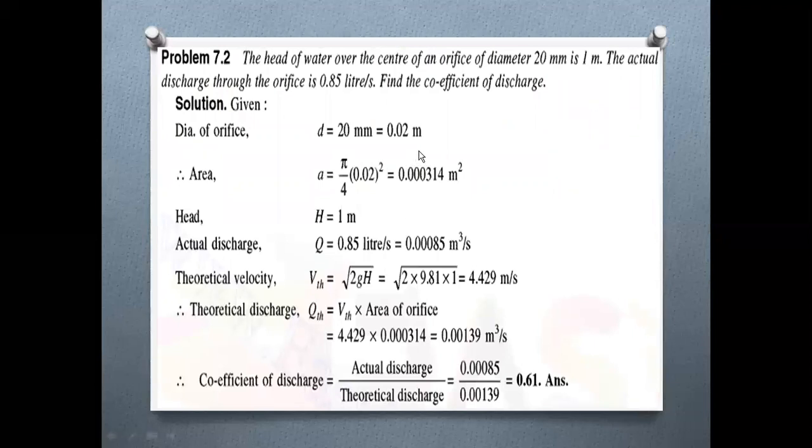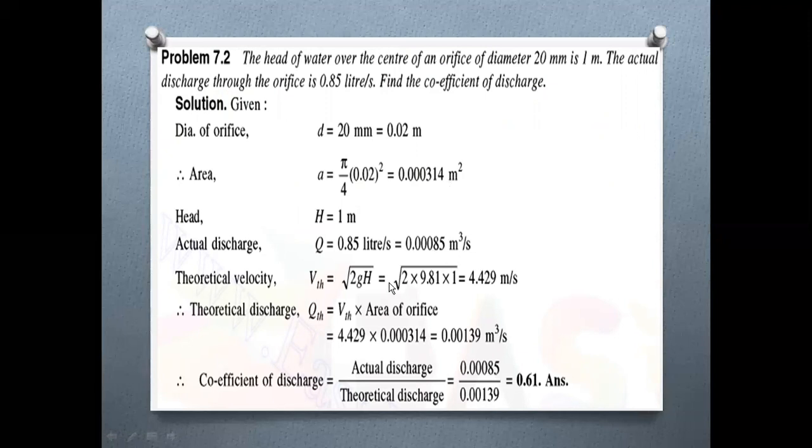Now the second problem. The head of water over the center of an orifice of diameter 20 mm is 1 meter. The actual discharge through the orifice is 0.85 liter per second. Find the coefficient of discharge, that is CD. Solution: the given values are diameter of orifice is 20 mm, that is 0.02 meter. Area, by putting the value of diameter, A is equal to pi by 4 d square. Hence area is equal to 0.000314 meter square. Head is 1 meter. Actual discharge Q is 0.85 liter per second, which is converted into meter cube per second.